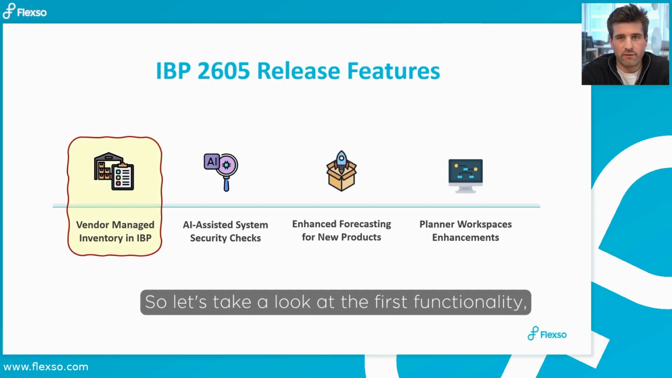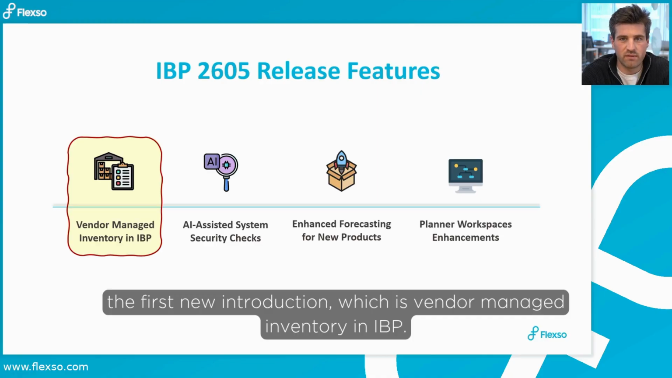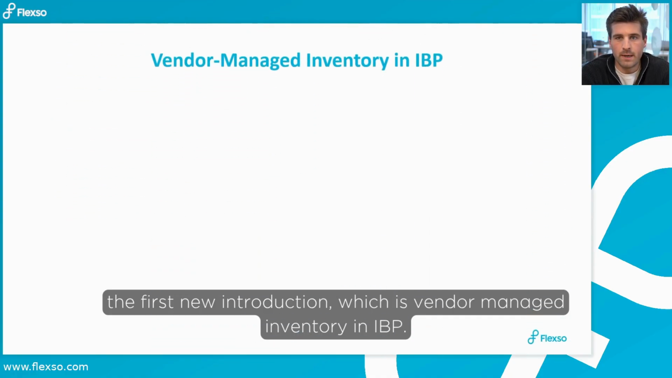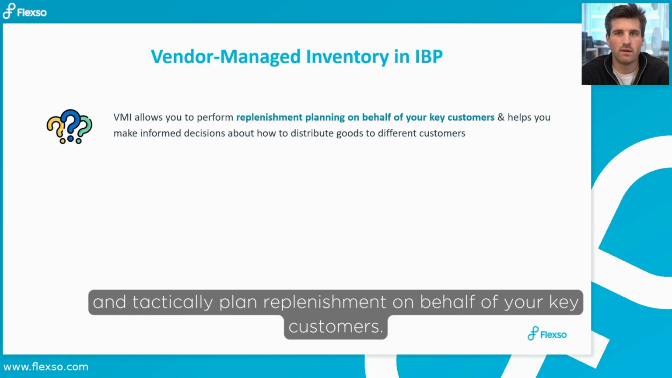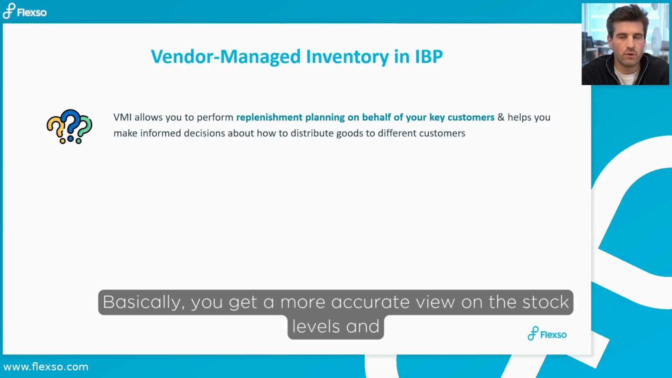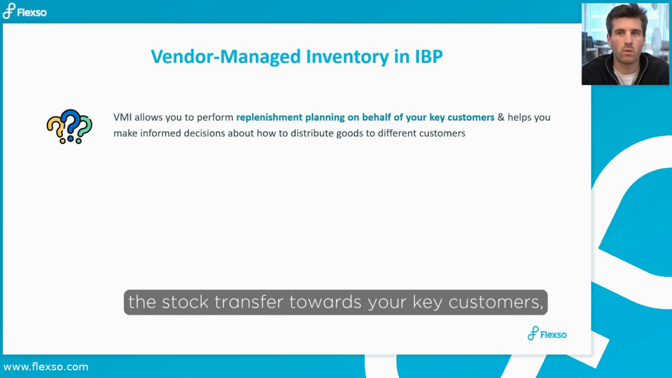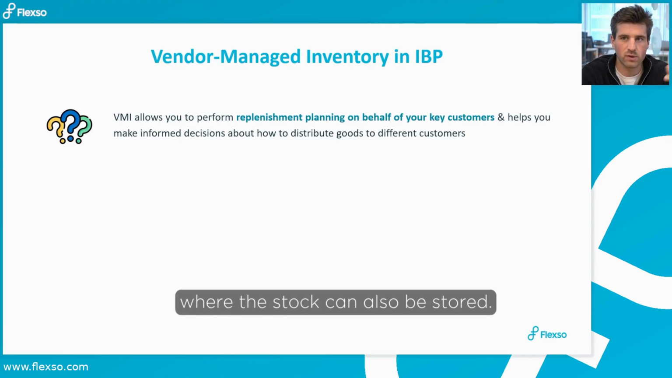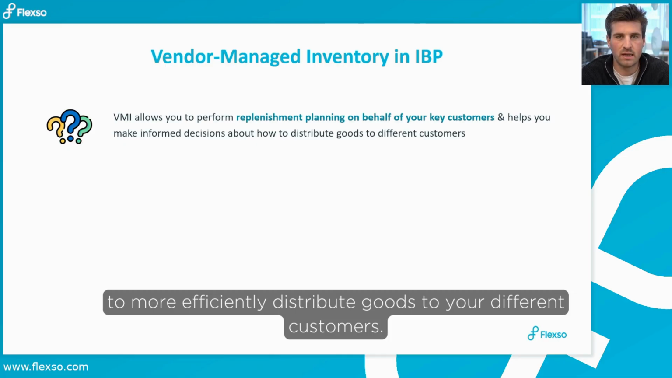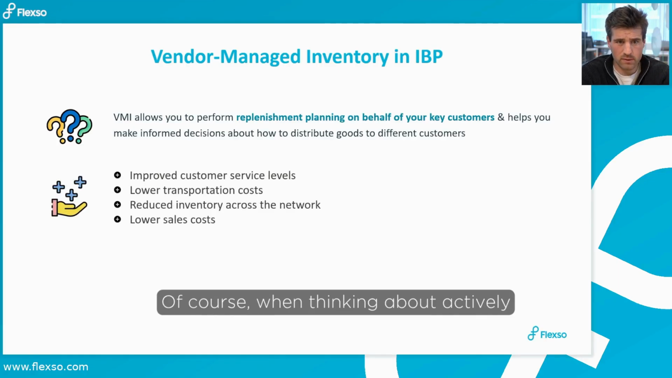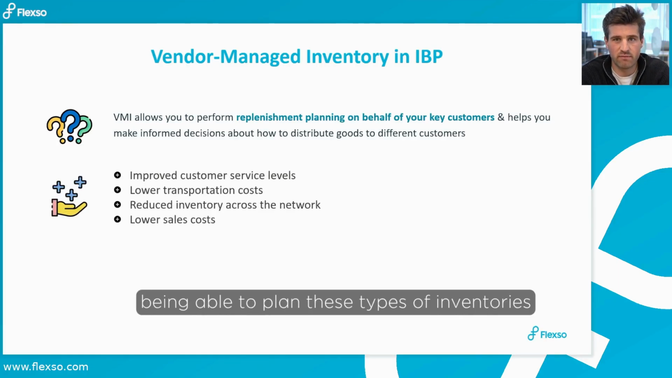So let's take a look at the first new introduction, which is vendor managed inventory in IBP. First of all, what is it all about? Well, vendor managed inventory basically allows you to proactively and tactically plan replenishment on behalf of your key customers. Basically, you get a more accurate view on the stock levels and the stock transfer towards your key customers, where the stock can also be stored. And this then helps you in making informed decisions about how to more efficiently distribute goods to your different customers.